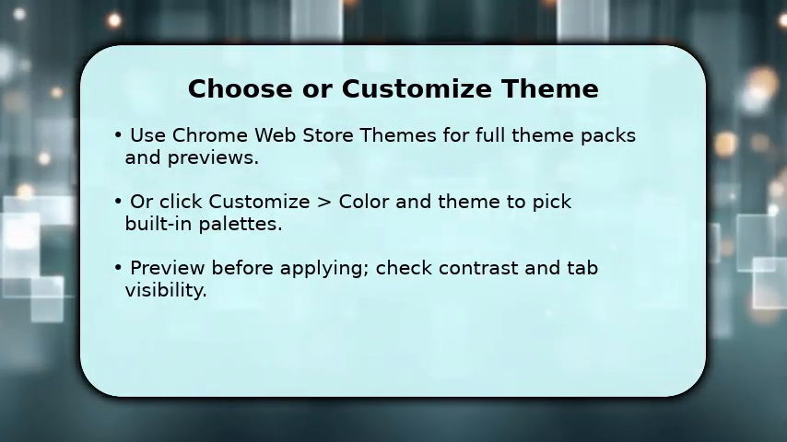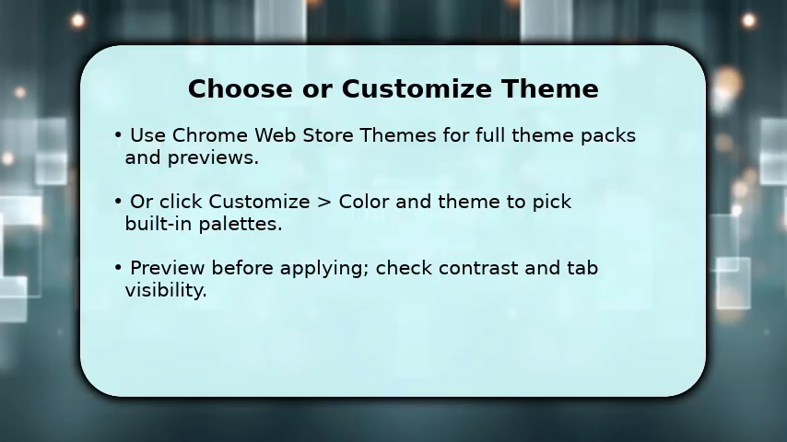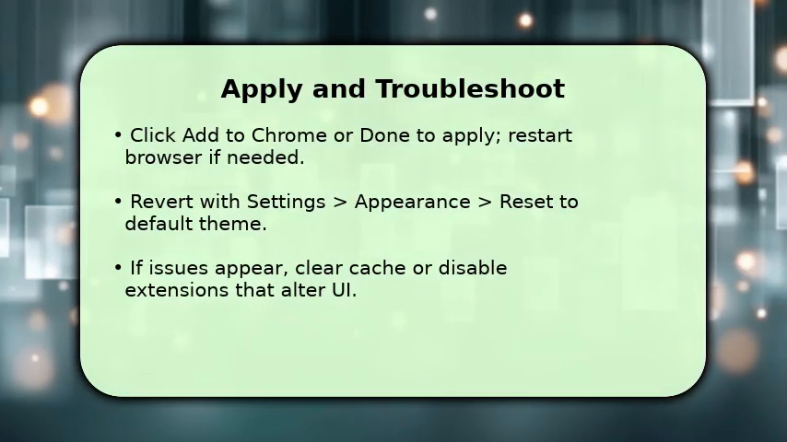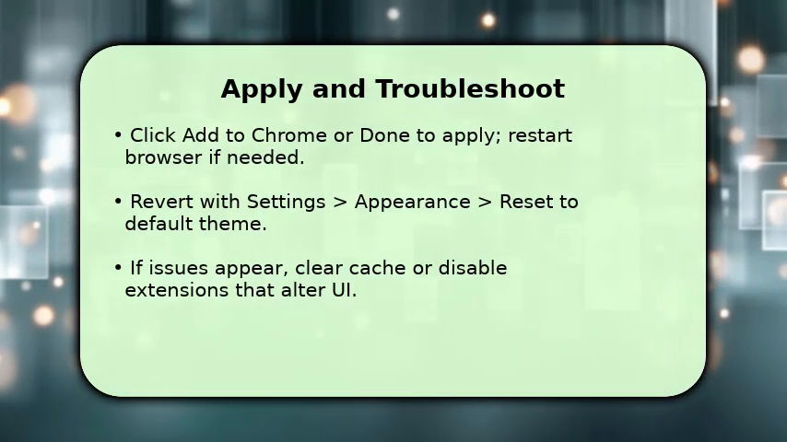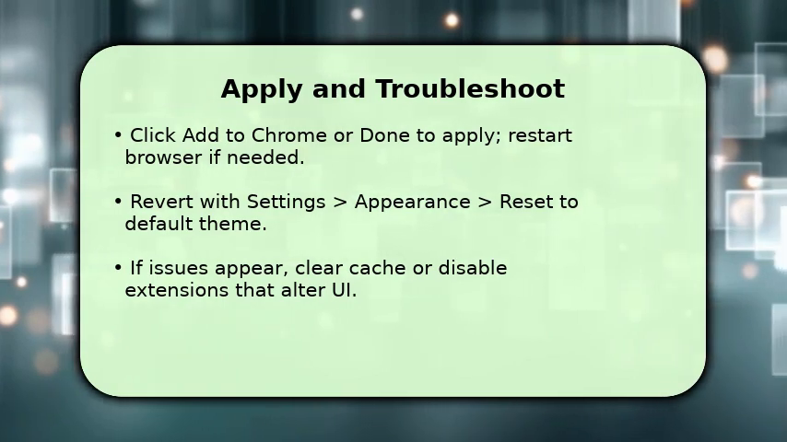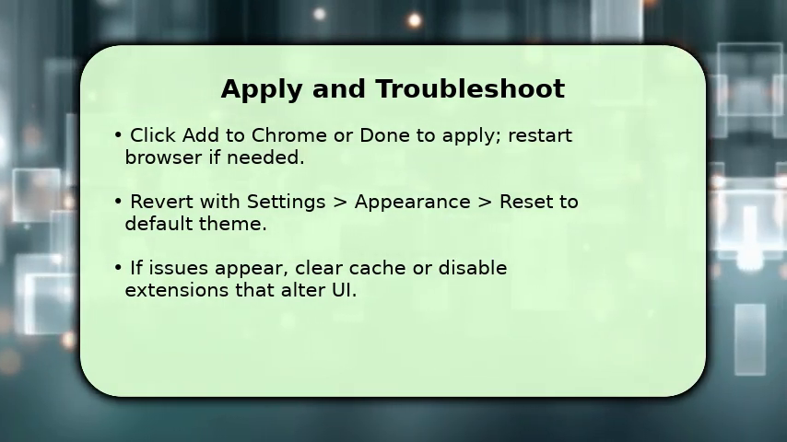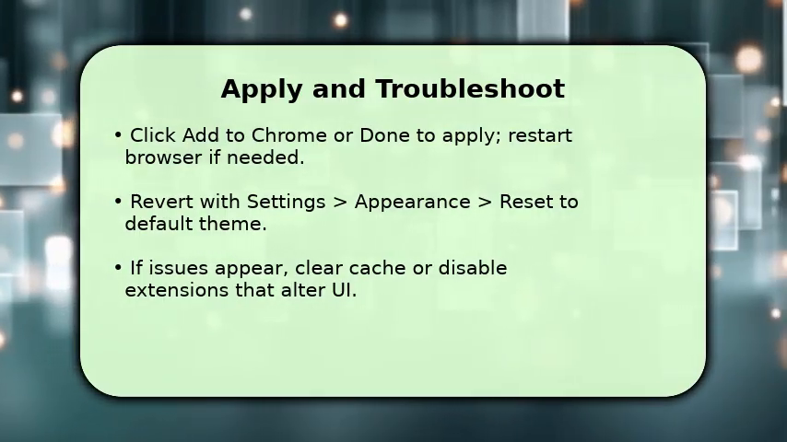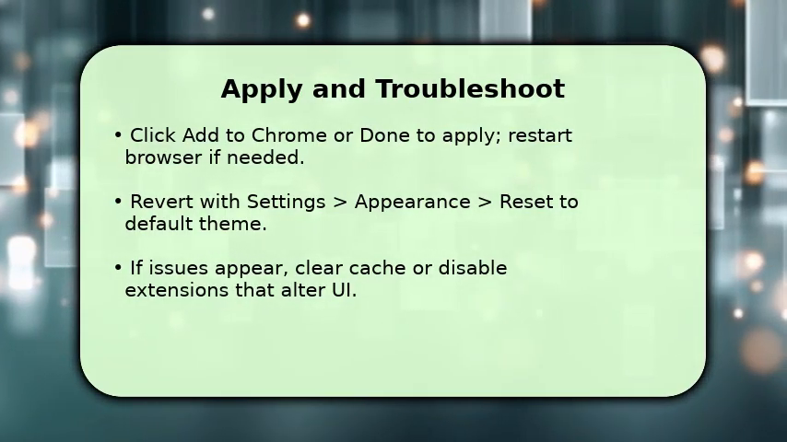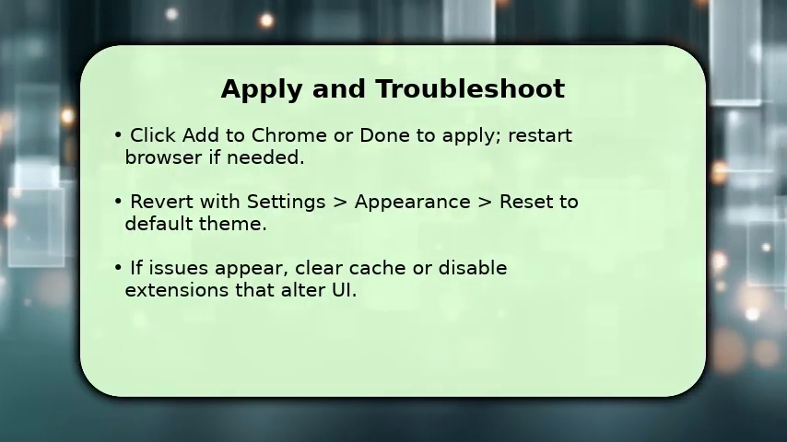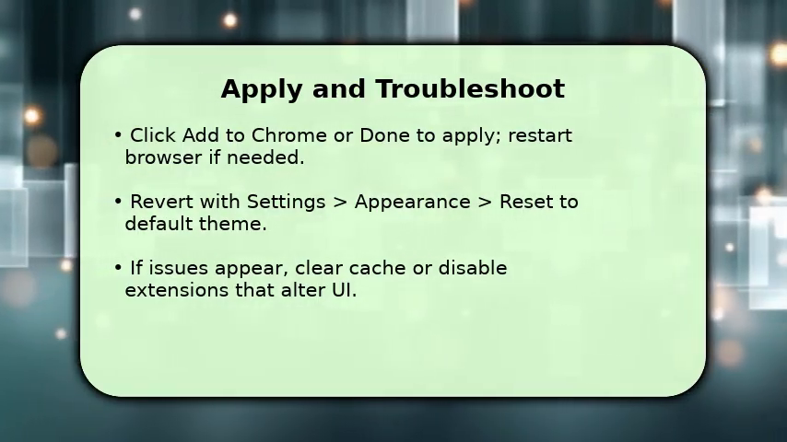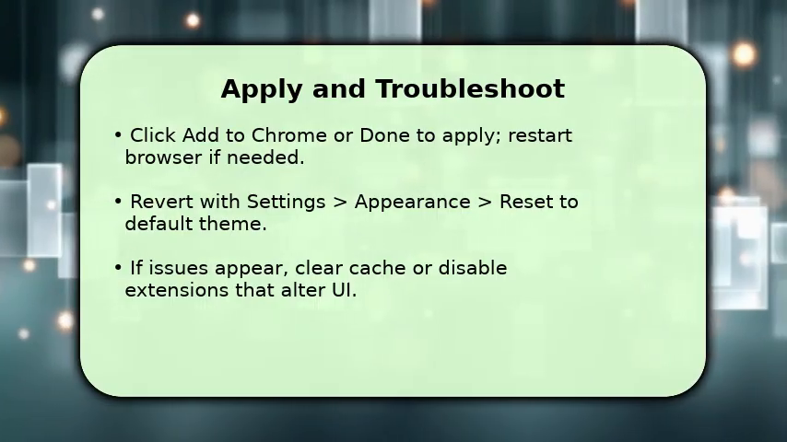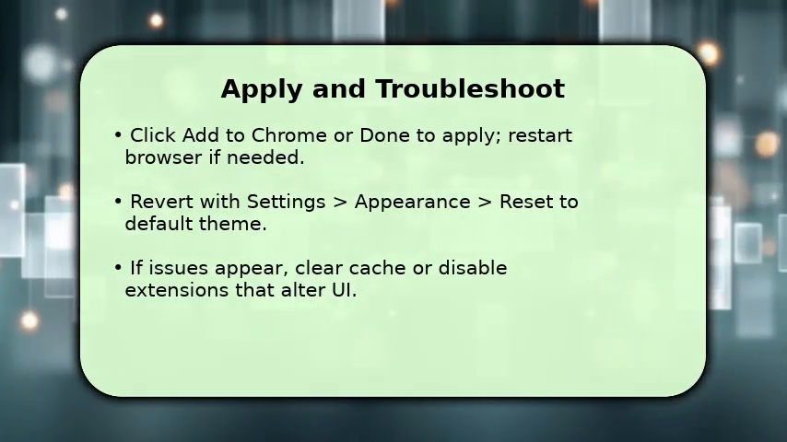Apply the theme and give Chrome a quick restart if visuals don't update immediately. That forces the new assets to load. If you change your mind, go to Settings Appearance and reset to Default Theme to restore the original look. Make sure to check Incognito or other profiles, because themes can be profile-specific. If the theme fails to apply or looks broken, clear browser cache and disable UI-altering extensions.